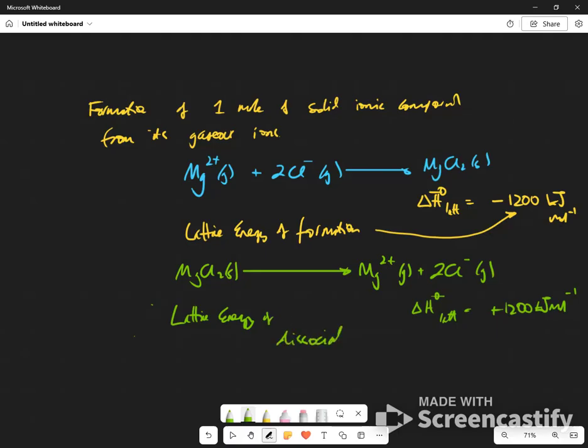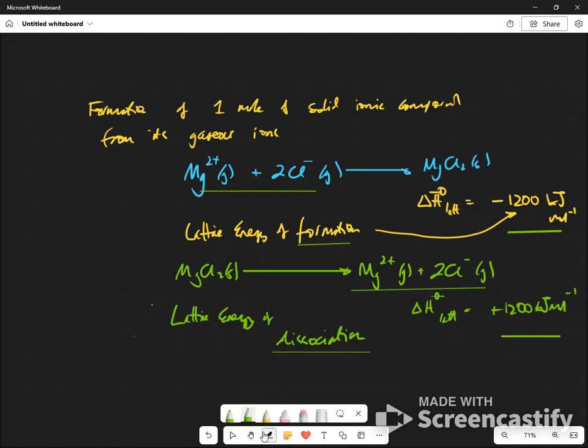Because we're breaking up the lattice, you have to be careful. If you're dissociating it, you're breaking it up. If you're making it, you're putting it all together. If you're putting it together, it's exothermic. If you're breaking it apart, it's endothermic, which is really a big deal.